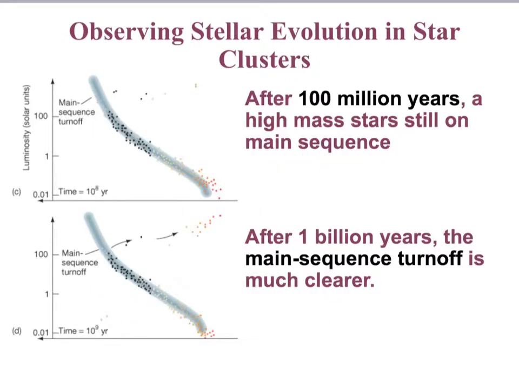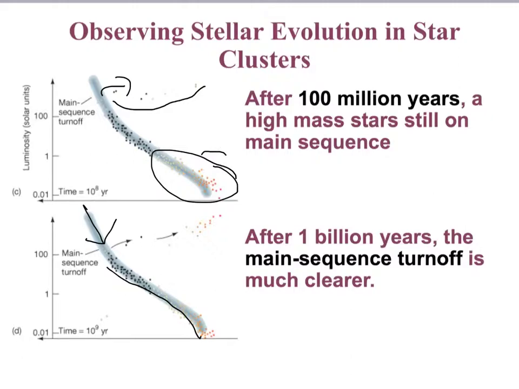Then we can see after 100 million years that here again is our turn-off point. We now have a few more giant stars. Our most massive stars have turned off, and almost all of our stars have reached the main sequence. After 1 billion years, we can see that our turn-off point is steadily getting further and further down the main sequence. And after 1 billion years, we have every star that has reached the main sequence.